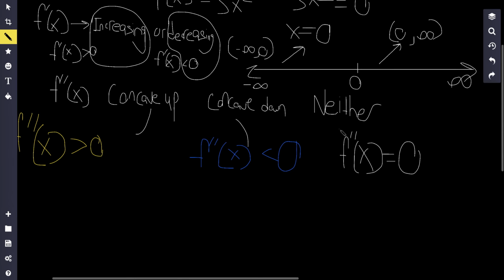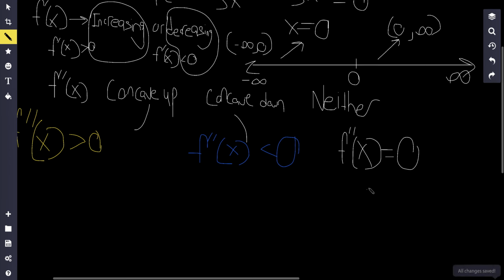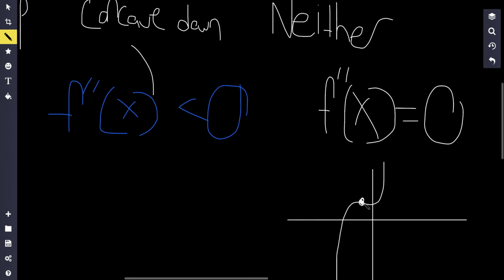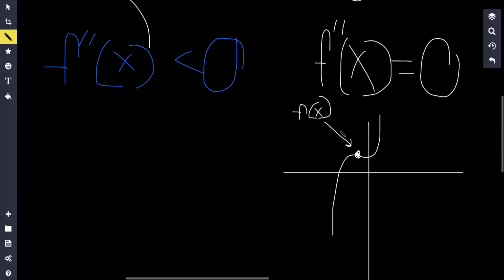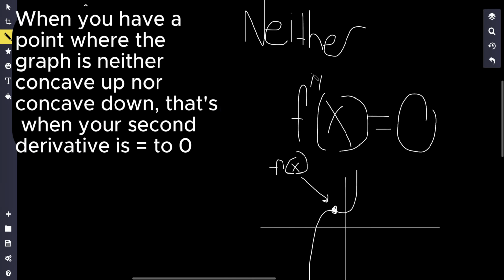The first thing it tells us is that at the point where our x value makes this equal to 0, at that specific point, our graph is neither concave up nor concave down. So for example, if I have a function that looks something like this, notice how at this point right over here, my function f of x is neither concave up nor concave down. That would be a situation where the second derivative is equal to 0.